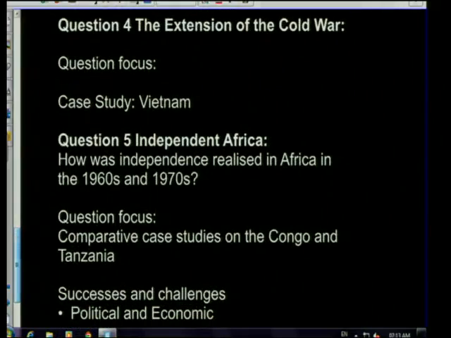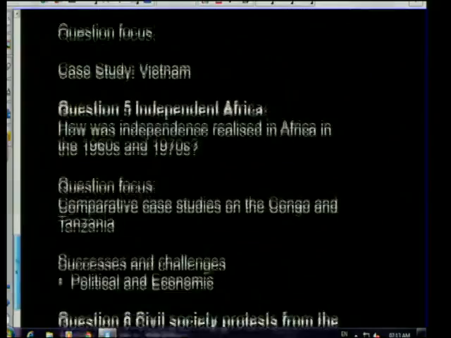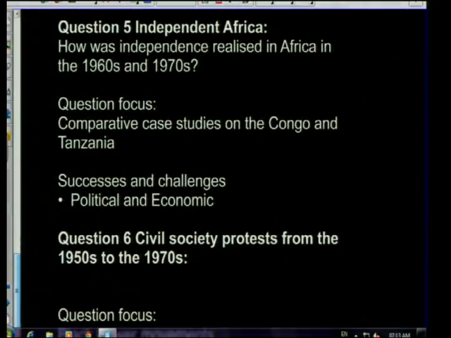And then the next essay will come from the theme Independent Africa. How was independence realized in Africa in the 1960s and 1970s? That is where you are going to have a comparative study of the Congo and Tanzania. So you'll be looking at things like the successes and challenges faced by these countries after independence, both political and economic. Please make sure that you know both, because you don't know how the question is going to be phrased. You can't just look at the political and not look at the economic. And in some cases, you can be expected to look at the social as well.